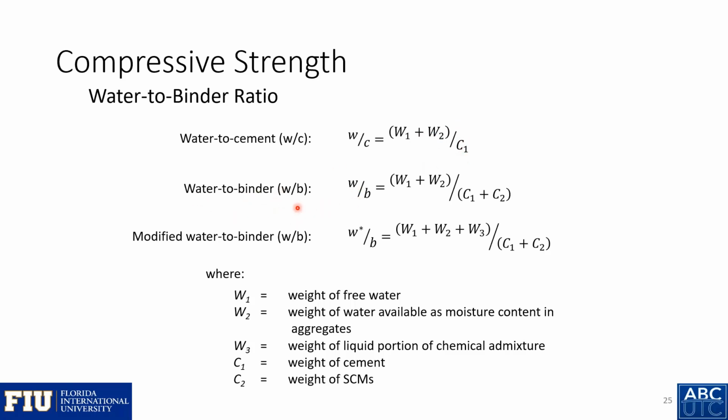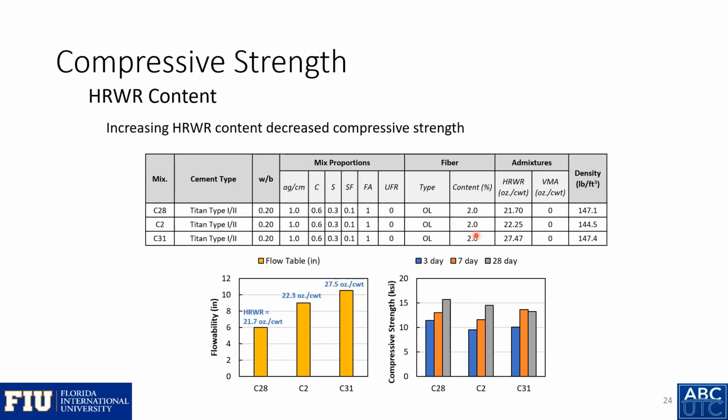So when we add supplementary cementitious materials, we need to also include that in our water to binder ratio. So again, the weight of the free water and the weight of the water in our aggregates, divided by the weight of the cement and the weight of our SCMs. With UHPCs, they're more sensitive to the actual water content in the mix, so we should also consider the weight of the liquid portion of the chemical admixture. This has been done by some researchers. We didn't think to do this until we were analyzing the results at the end. But this is the modified water to binder ratio, where you also consider the weight of the liquid portion of the chemical admixtures. So this is why we think we saw the increase in the high range water reducer decrease our strength.